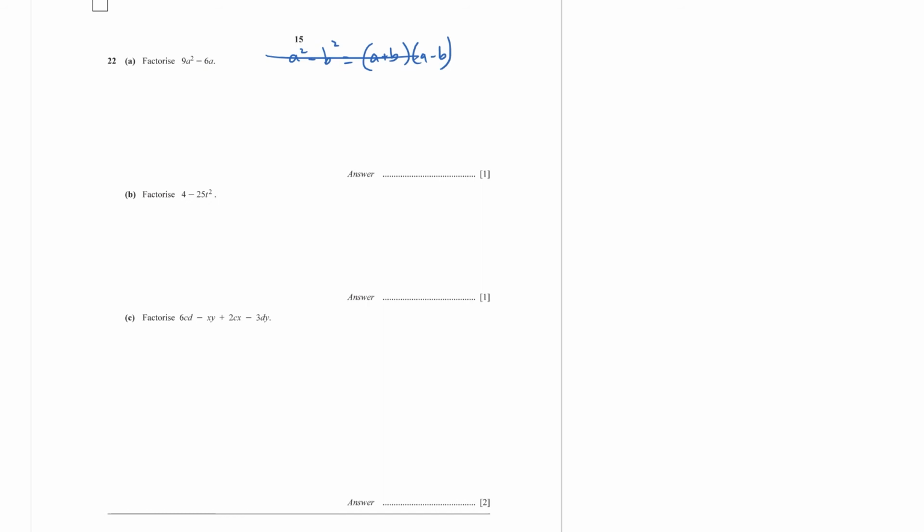So what I can do is take 3a common, because both 9 and 6 are multiples of 3, and you also have a common in both these values. So if I take 3a common, this becomes equals to 3a into 3a minus 2. And you cannot simplify this any further, so this will be your final answer.